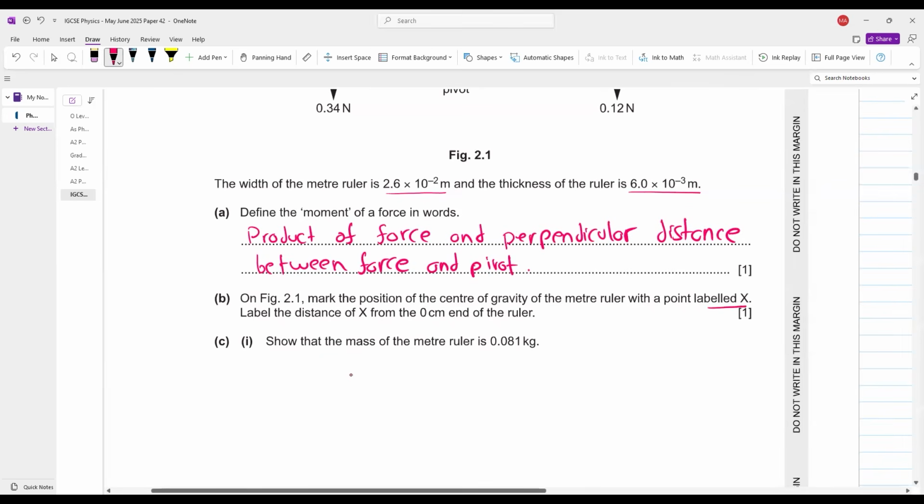On figure 2.1, mark the position of the center of gravity of the meter rule with a point labeled x. Label the distance of x from the 0 centimeter end of the rule.